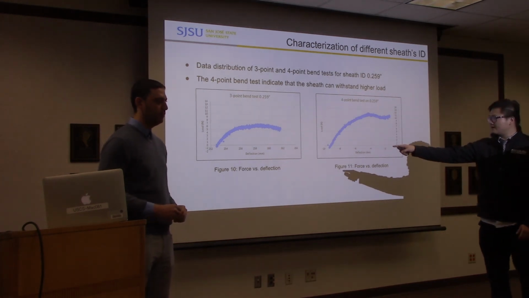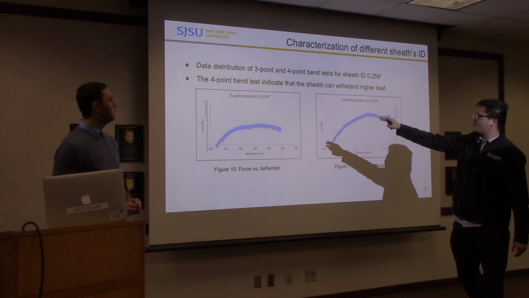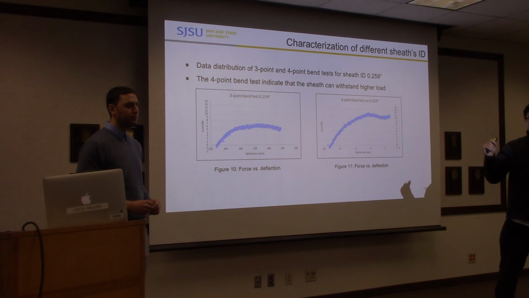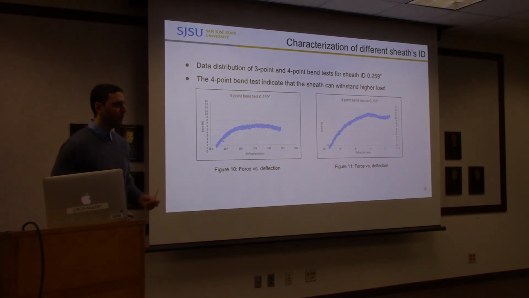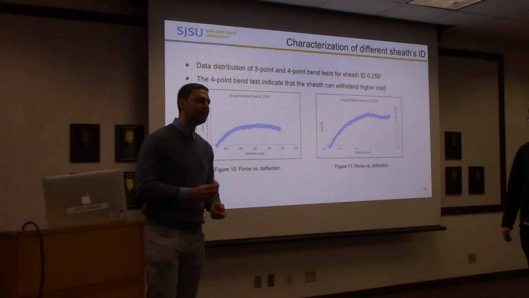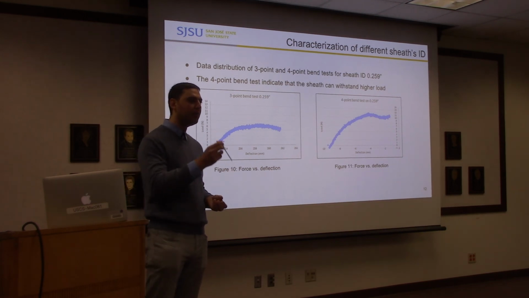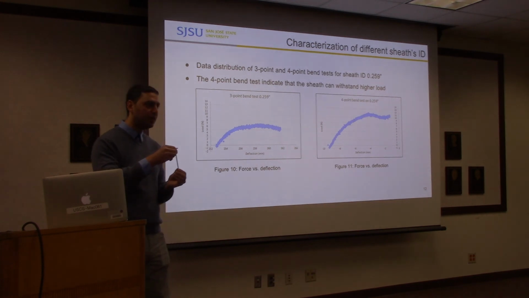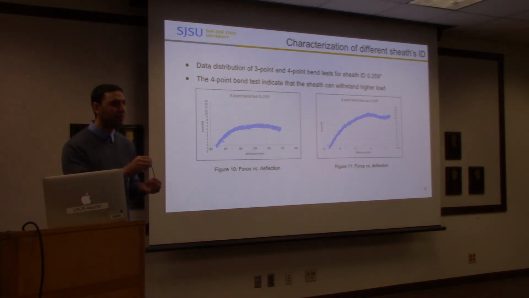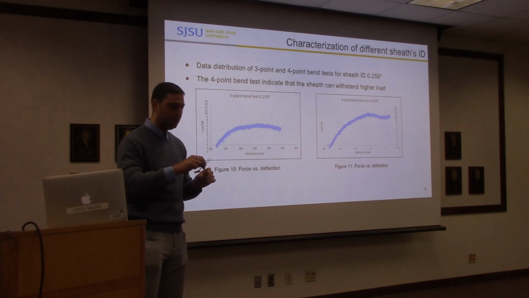We look at the data, and on the same scale it shows that the sheath can actually handle more load in the 4-point bend test, because it gives us a better representation of what's going on. Again, the 4-point bend test is a better representation of the actual load on the sheath, because in the operating room, load will be applied from the hand of the surgeon, and it's going to be fixed from the bottom, so it's going to see 2 loads and not just 1 load in the middle.